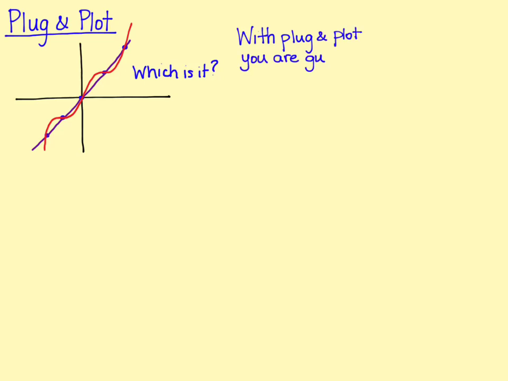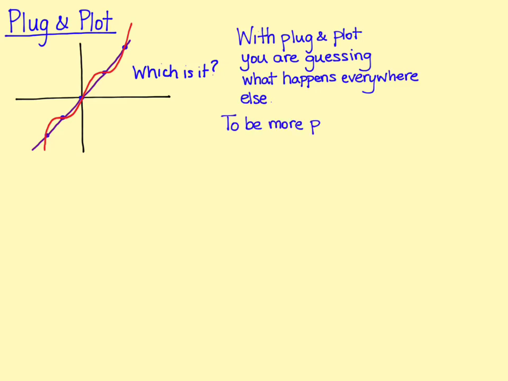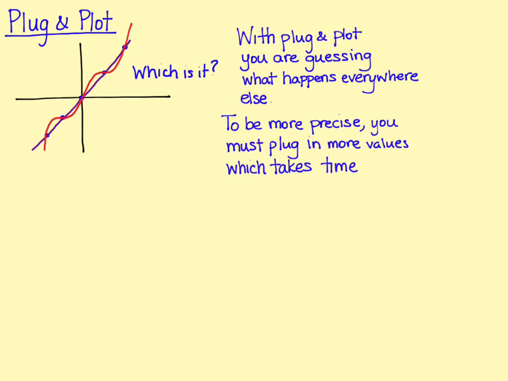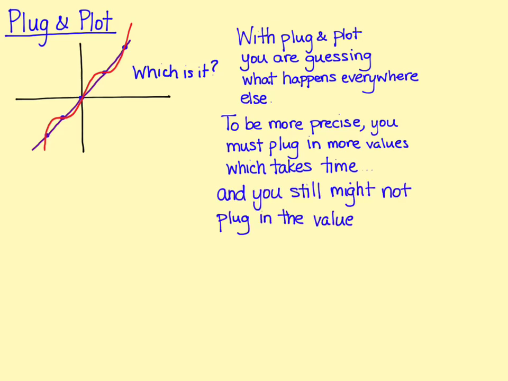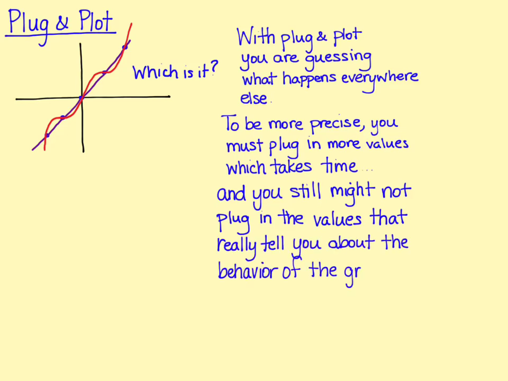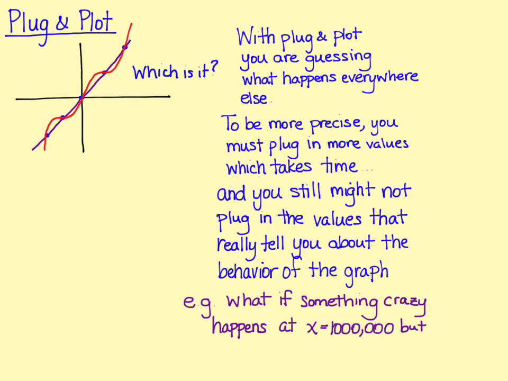With plugging in and plotting, you're guessing what happens in between the values that you've plotted. So to be more precise, you need to choose more and more values, but that takes more and more time. Furthermore, you still might not get the right values that show you really what's happening because you're only making guesses about the behavior of the graph everywhere else. So for example, what if something crazy happens at x equals a million, but you didn't know to check x equals a million?